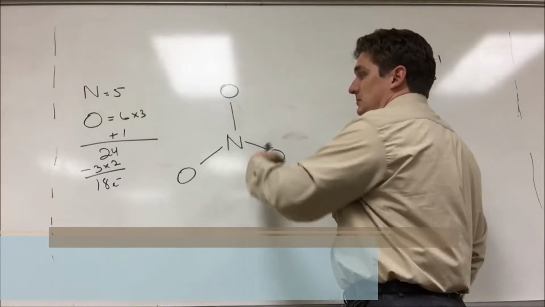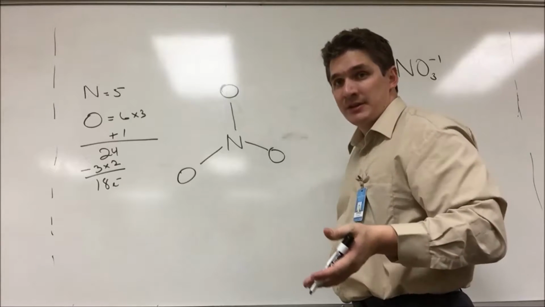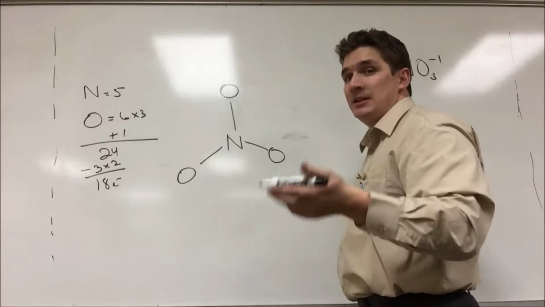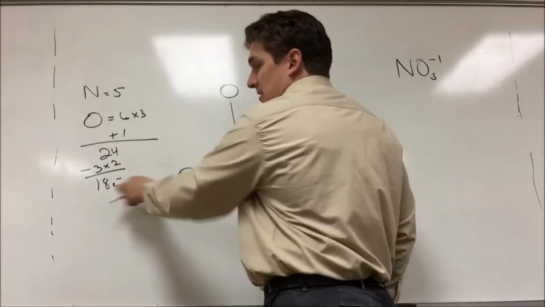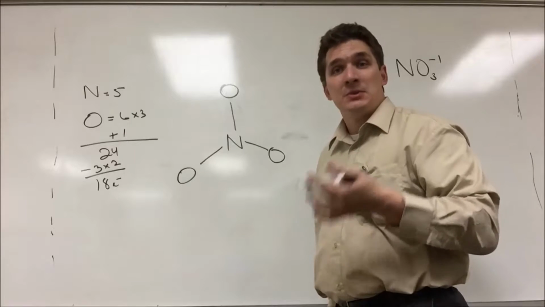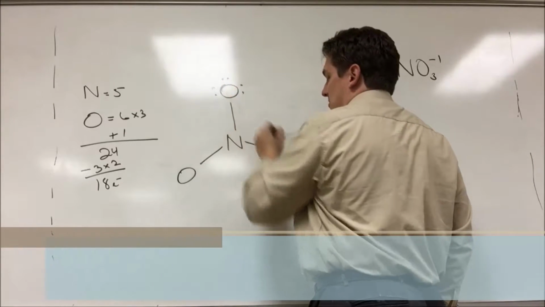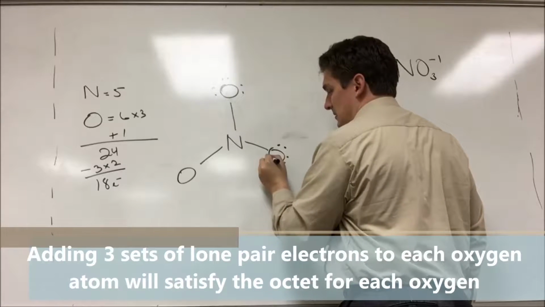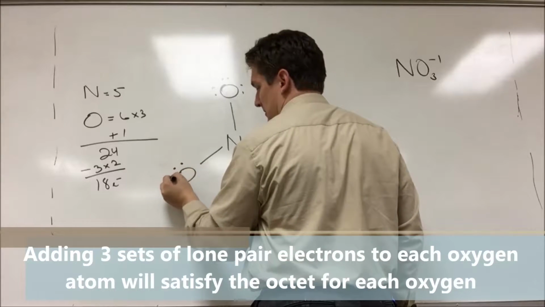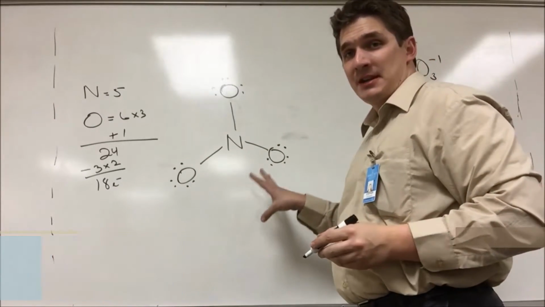Now, we're going to go to the periphery atoms. What we want to do with the periphery atoms is add electrons until we satisfy their octet. Now you might notice there's 3 oxygen atoms and 18 electrons. If we distribute them equally, we're going to get 6 each, and that's what we need to satisfy the octet. 3 lone pairs on each of the periphery oxygens. And if we go through, every oxygen has satisfied its octet.